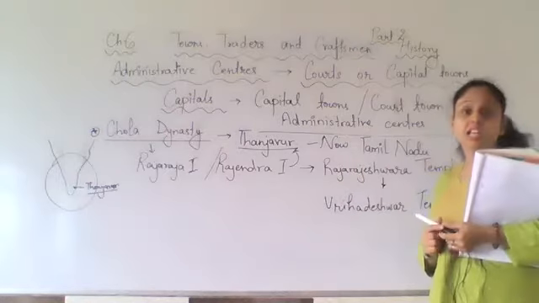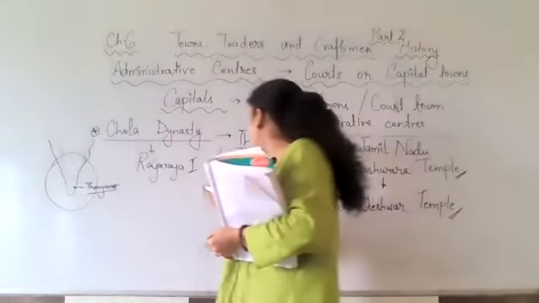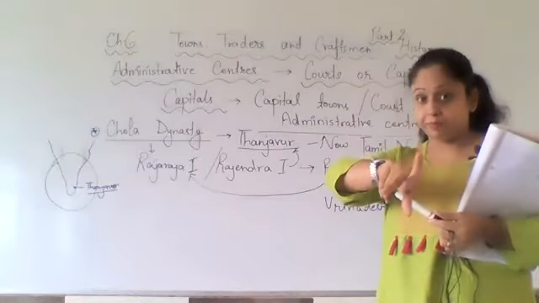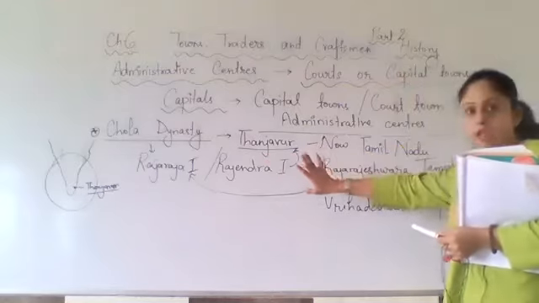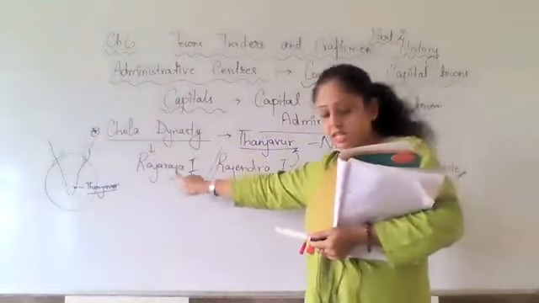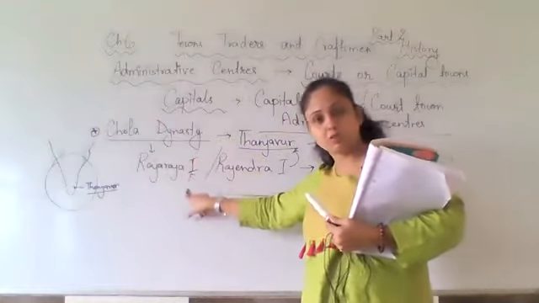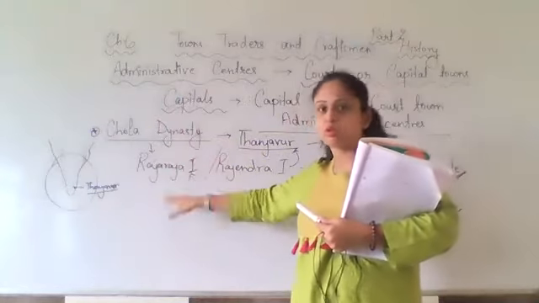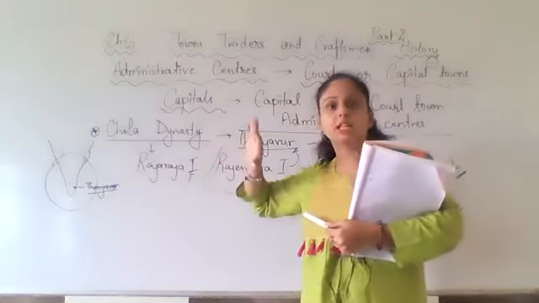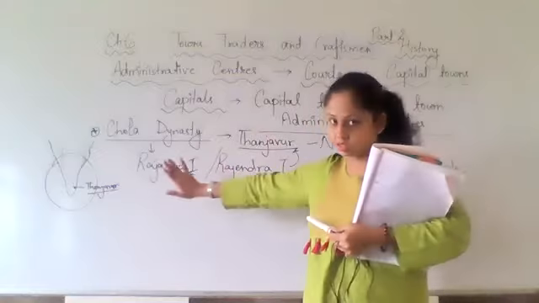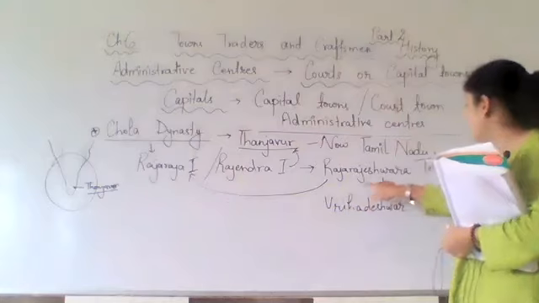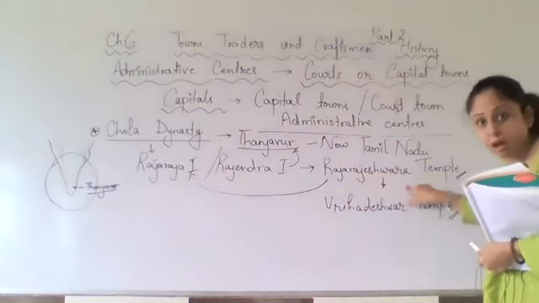This temple, Raja Rajeshwara temple, was built by Raja Raja I. Raja Raja I is also called Raja Rajeshwara, and also Raja Raja Dev. All these names are there, so don't get confused when you get different names. It is the same king.